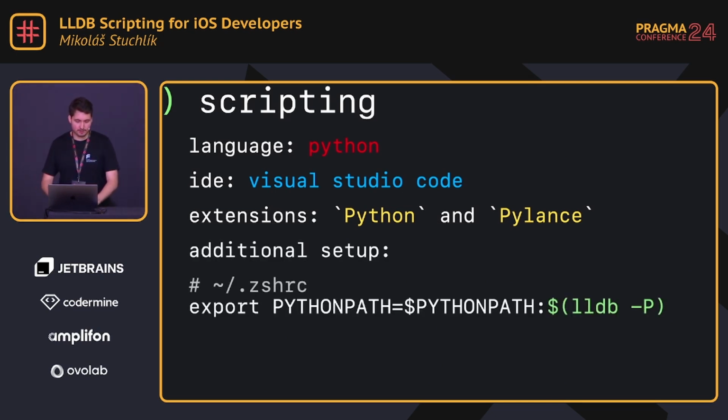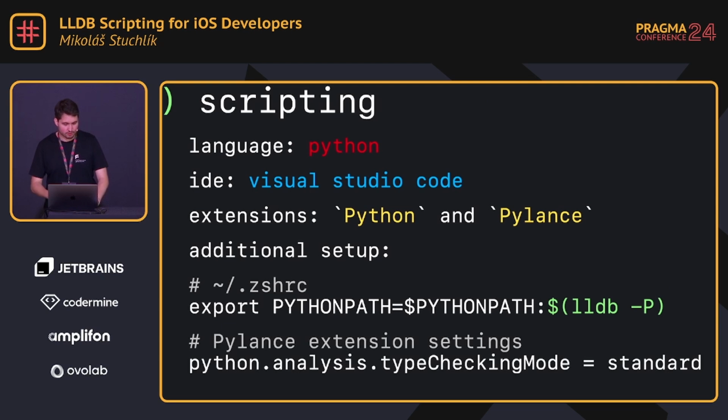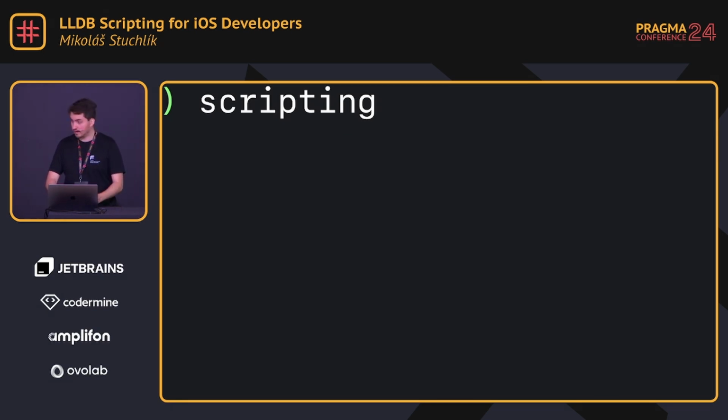We need to tell Python where to search for the LLDB API, which we'll do by placing this line of code into the zshrc. Basically, PYTHONPATH is an environment variable which tells Python where some modules may be. And then in Visual Studio Code, we will go to the Pylance extension settings and set type checking to standard. And I will show you how it's done live.